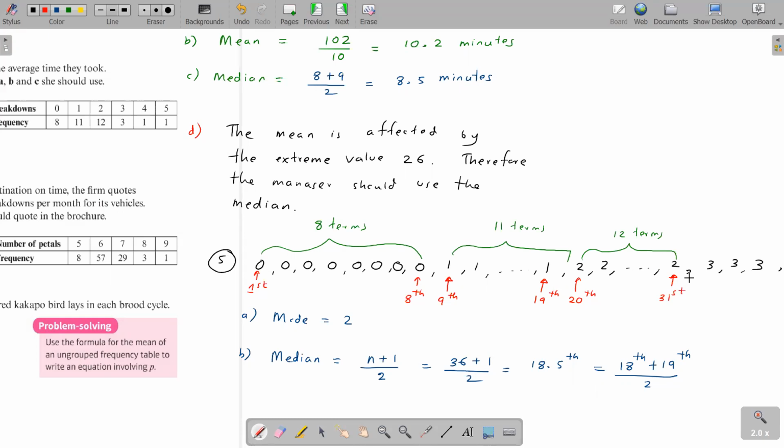So then 3 becomes the 32nd term, and so on. Do you see it? Now, right now, I don't need to go to that end. All I need to know is what's the 18th term and the 19th term. So what do you see here? The 19th term is 1.